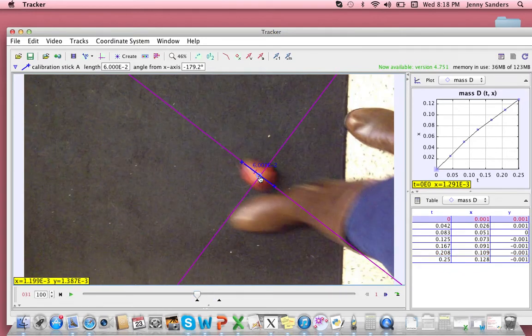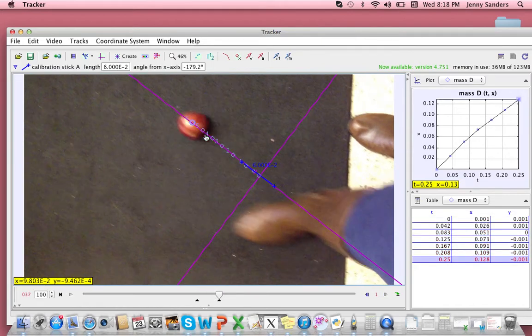I set the origin at the center of the apple in the very first frame, right here. For the what if question, if I had chosen a different point for the origin, such as on my foot before I kicked the apple, the position would have changed at each time, but the change in distance would stay the same, and therefore the velocity would stay the same. I chose to have the apple moving in the positive x direction, and moved the axis to fit the path of the apple, like this.